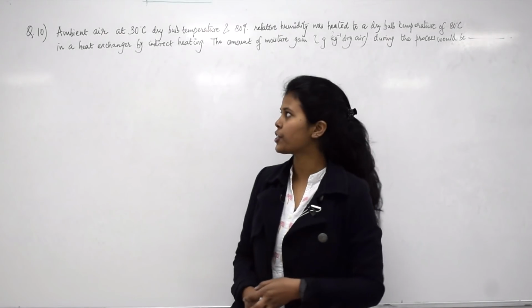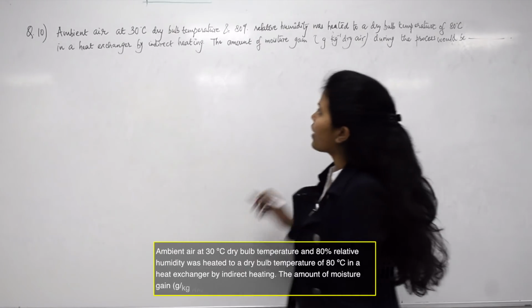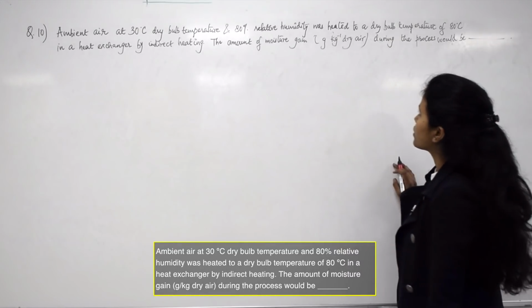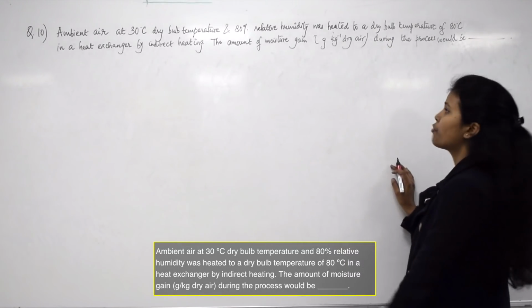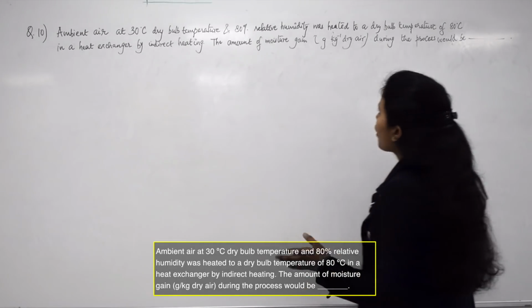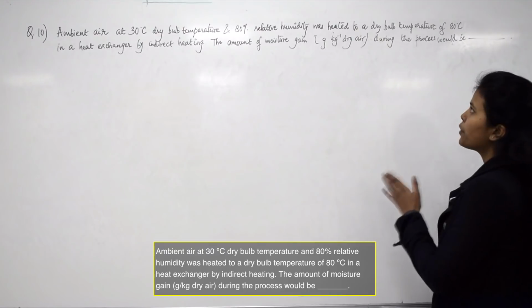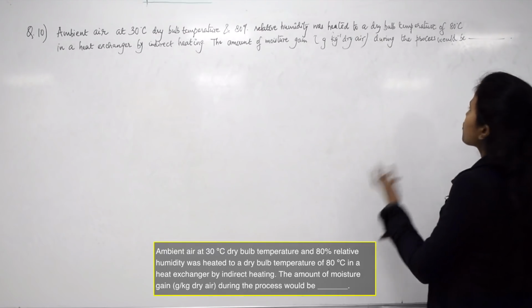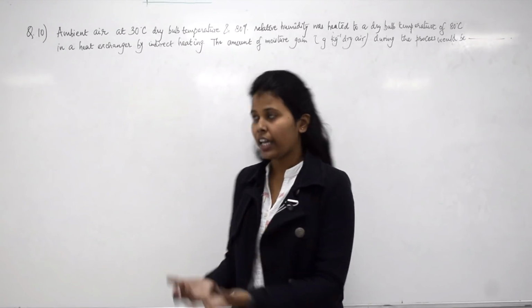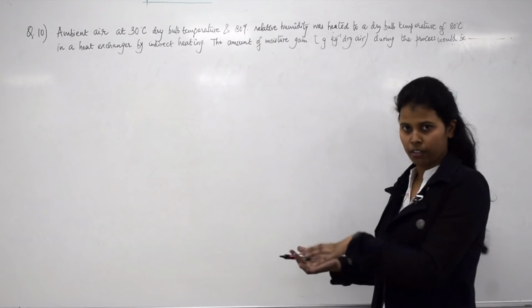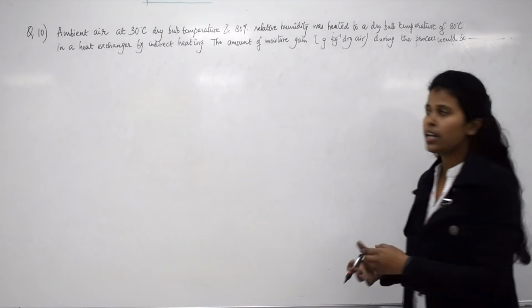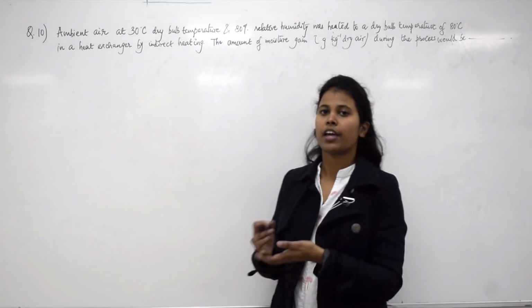Now let's move to question 10. Ambient air at 30 degrees Celsius dry bulb temperature and 80% relative humidity was heated to a dry bulb temperature of 80 degrees Celsius in a heat exchanger by indirect heating. The amount of moisture gain in gram per kg dry air during the process would be dash. So the question is telling that air was heated in indirect heating method from a temperature of 30 degrees Celsius to 80 degrees Celsius. The air was initially having 80% relative humidity.